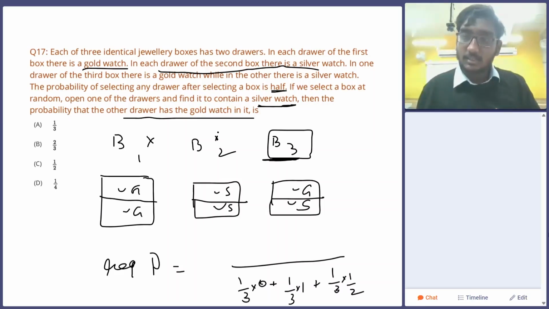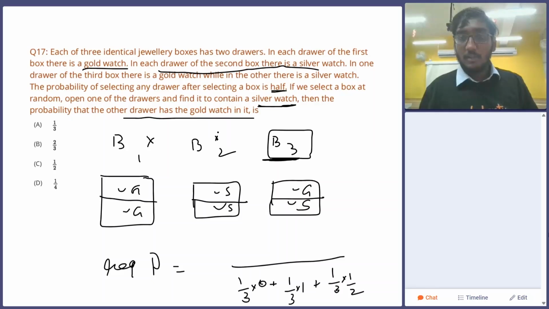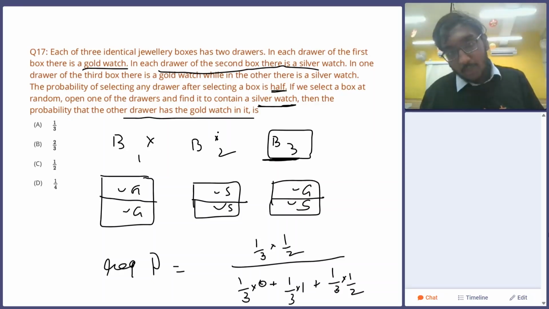Selecting the first as silver. Okay, and what about the probability of gold given the first being silver? It is basically from this box. It will be 1 by 3 into 1 by 2, correct? 1 by 3 into 1 by 2.